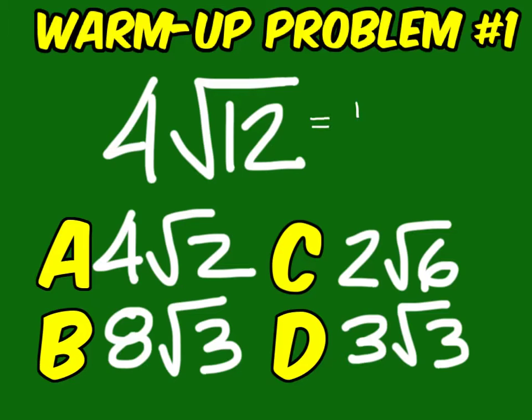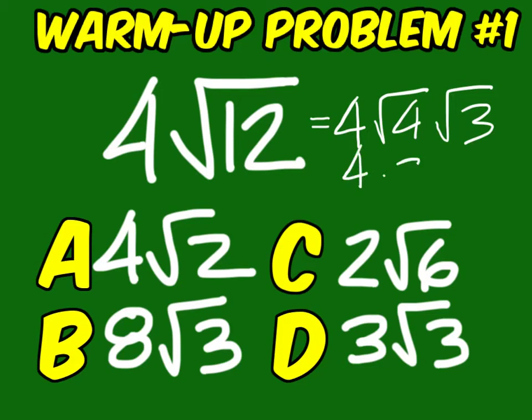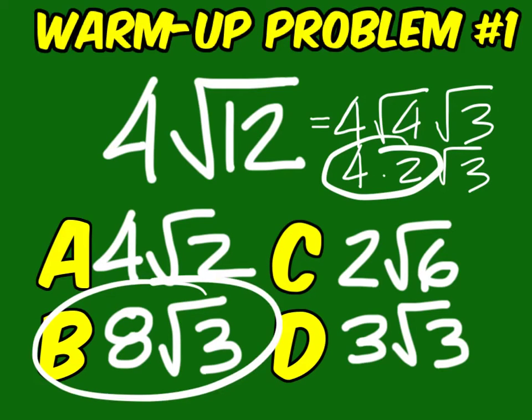This one breaks up as square root of 4, square root of 3. Square root of 4 is 2. 4 times 2 is 8. Answer is B.